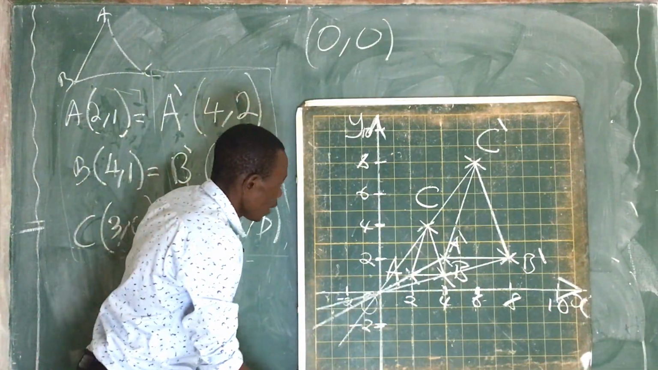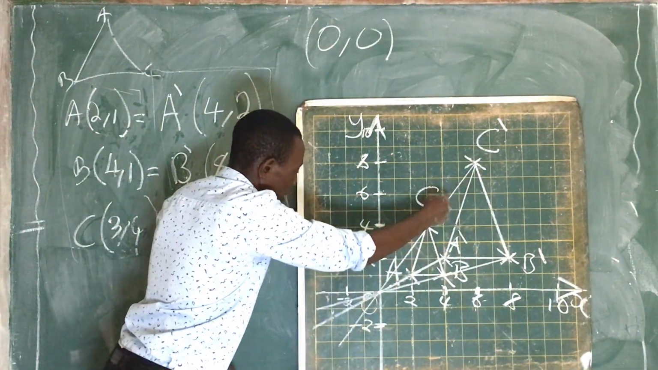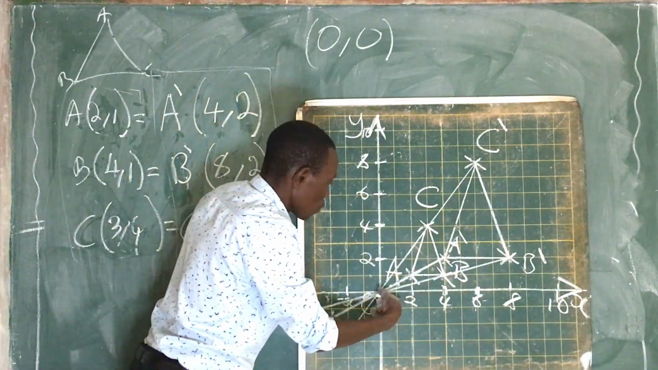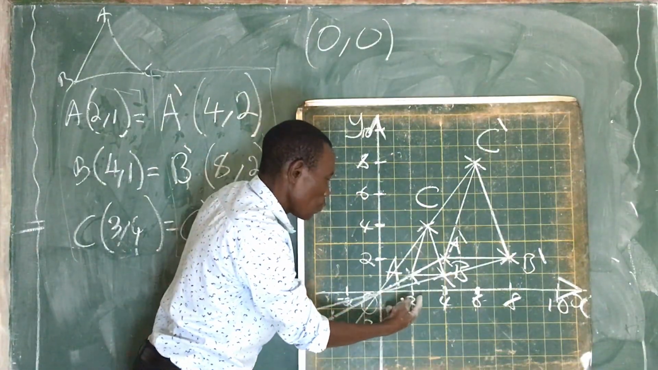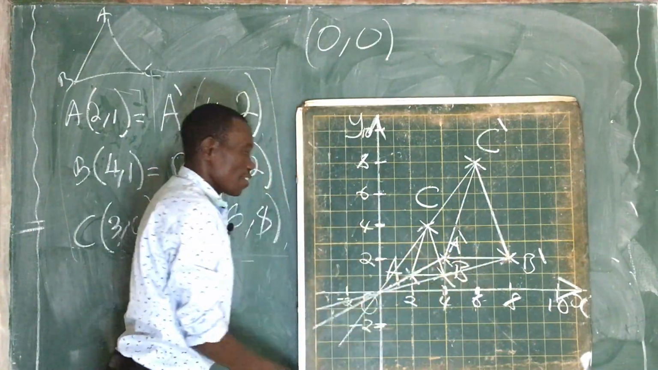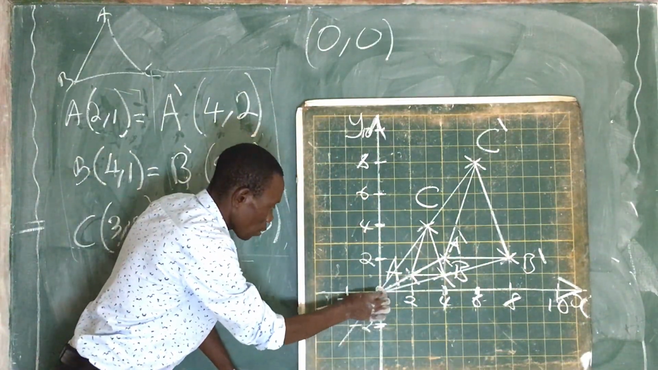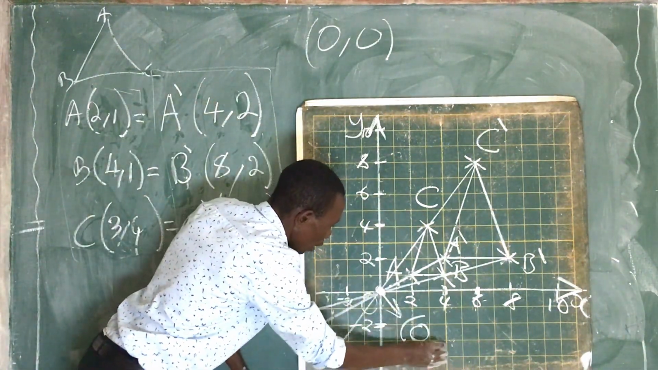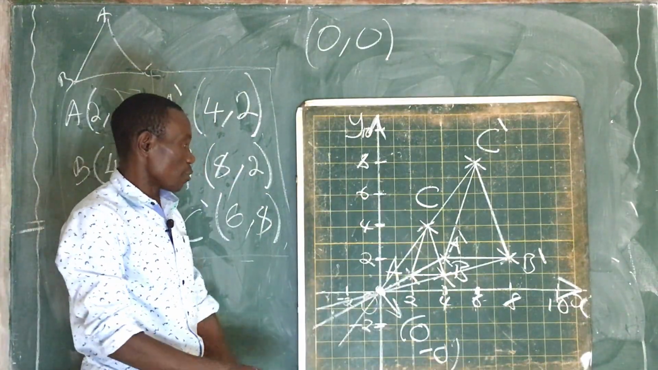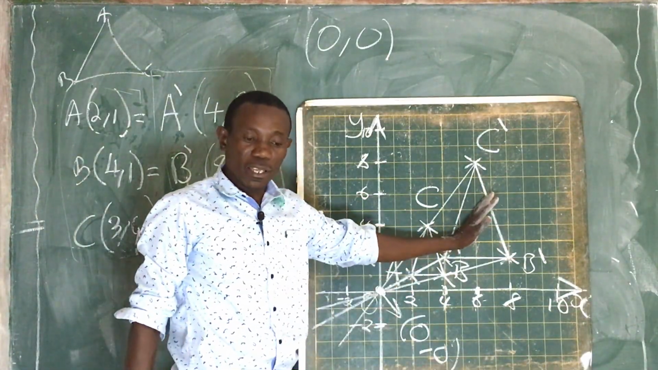You find that the line connecting C and C prime extended, the line connecting A and A prime extended, and the line connecting B and B prime extended, they're all passing at O. So it is really true that the center of enlargement here is (0,0). Right. So this is your object. This is the image.